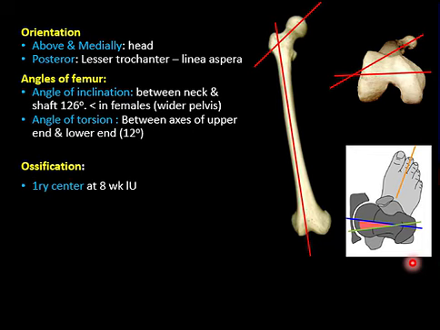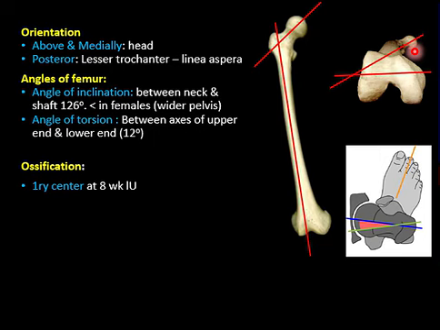Okay, so we have a primary center that appears in the shaft. Typically, all primary centers appear in the 8th intrauterine week. As a matter of fact, the femur is probably the second bone to start ossification after the clavicle. It starts earlier than the 8th week, maybe in the 7th week.